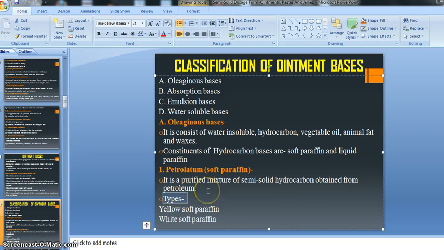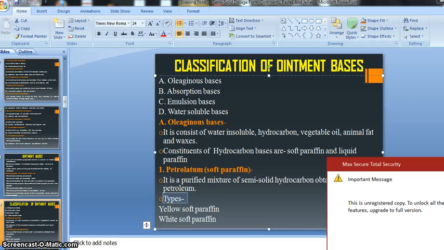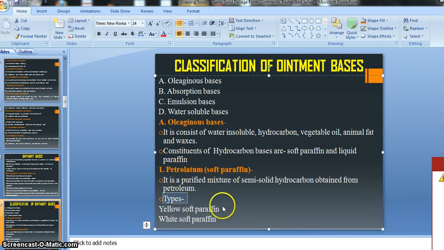This soft paraffin, that is the oleogenous base, is also categorized into two forms, that is yellow soft paraffin and white soft paraffin, right? You should remember these names. This is very important, and these bases are also available in our practical lab. During our practical we will use this kind of base, so you should remember these names.